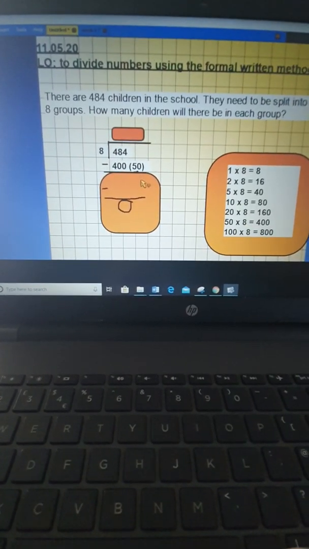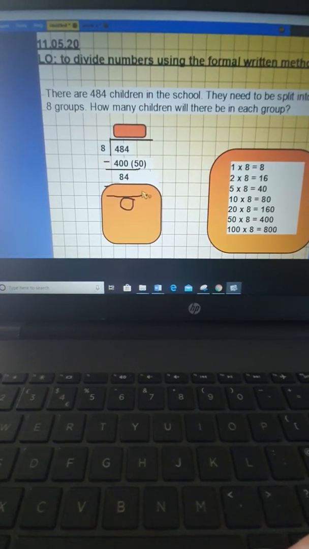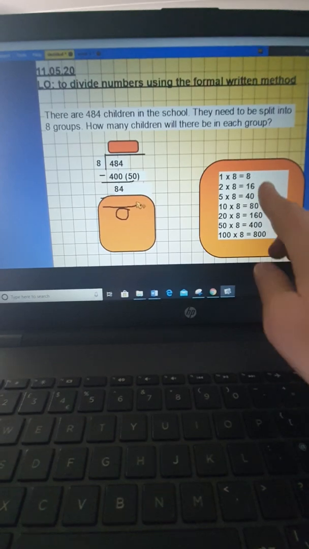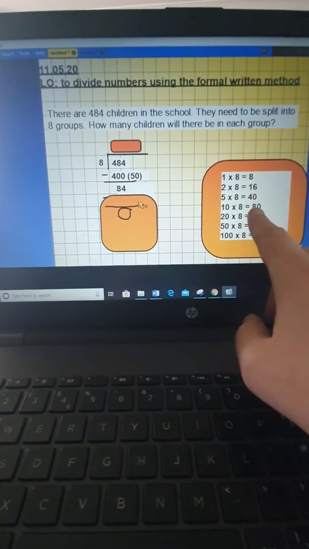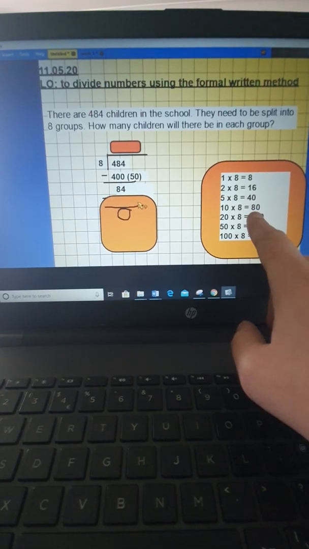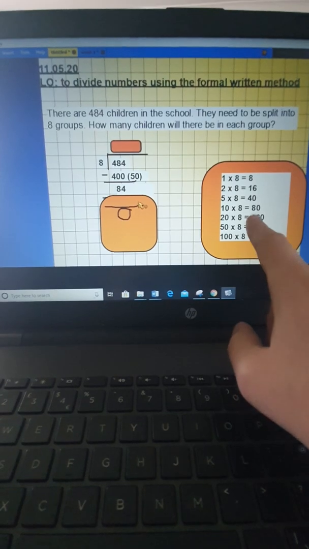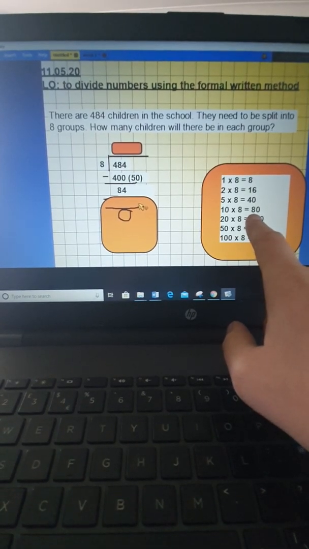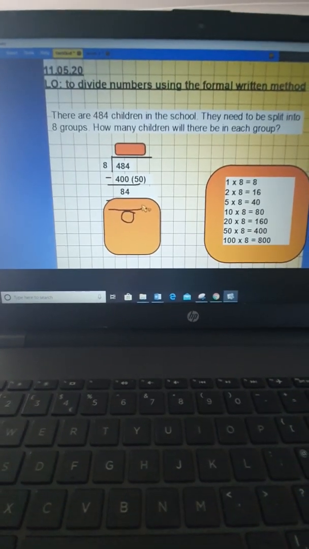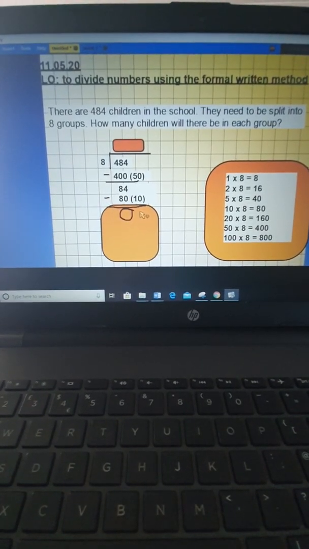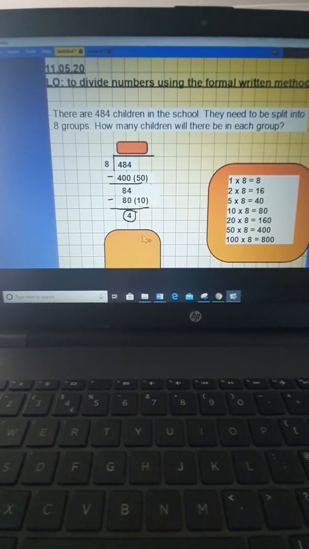So if I take away 400 from 484, it is going to leave me with 84. Again, looking at your key facts, what can I use there? Well, I've got 80. That is very close to 84. I've got 160, but that is a lot more. So 80 is the closest I can take away. So I'm going to take away a chunk of 80 and put 10 in brackets, okay? So it should look like that. So if I do that, that is going to leave me with 4.